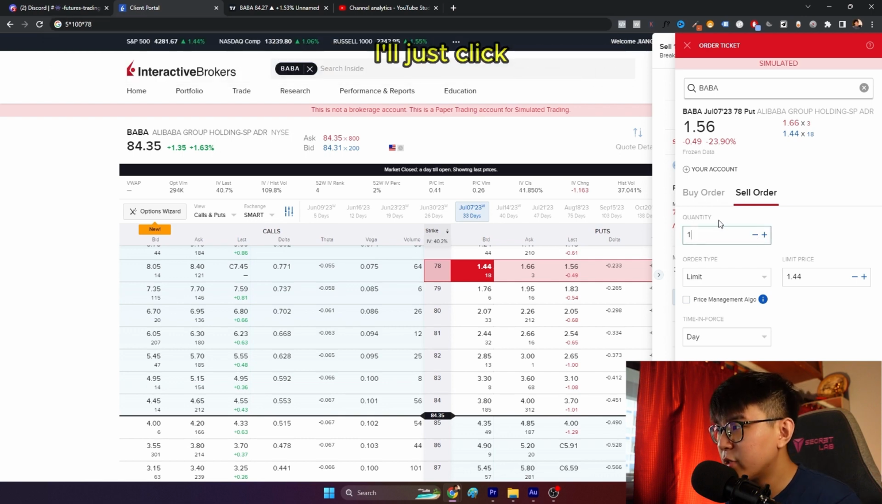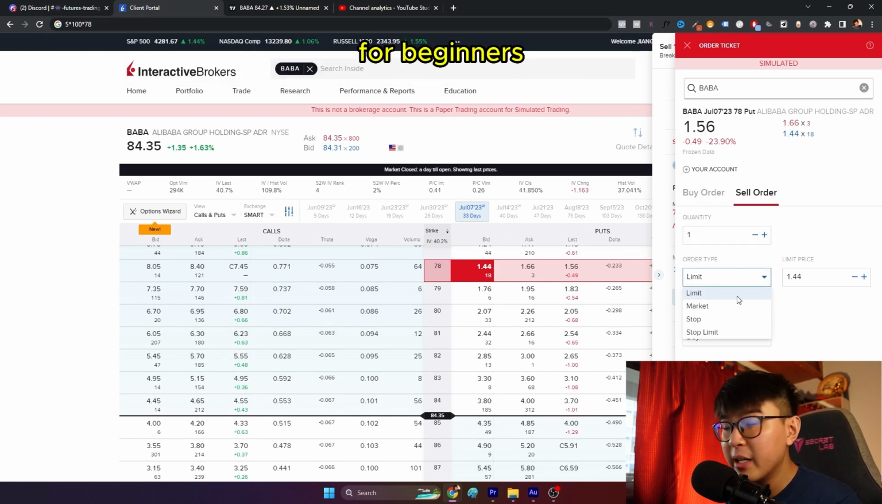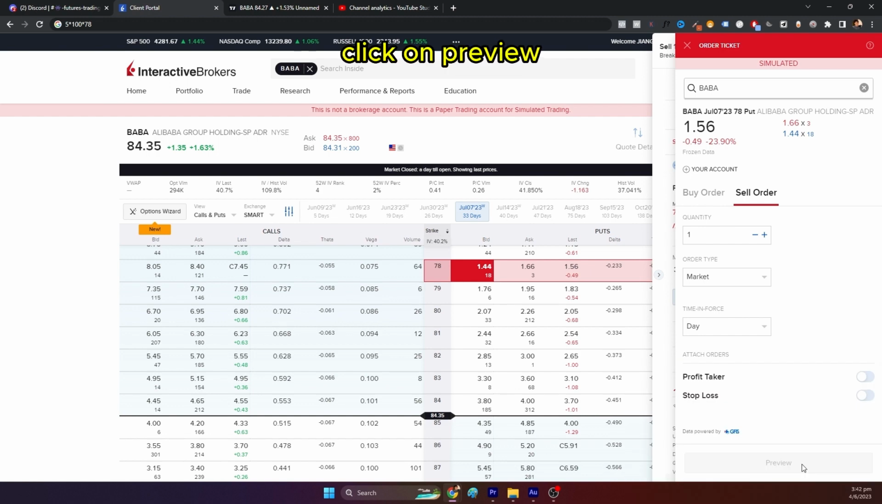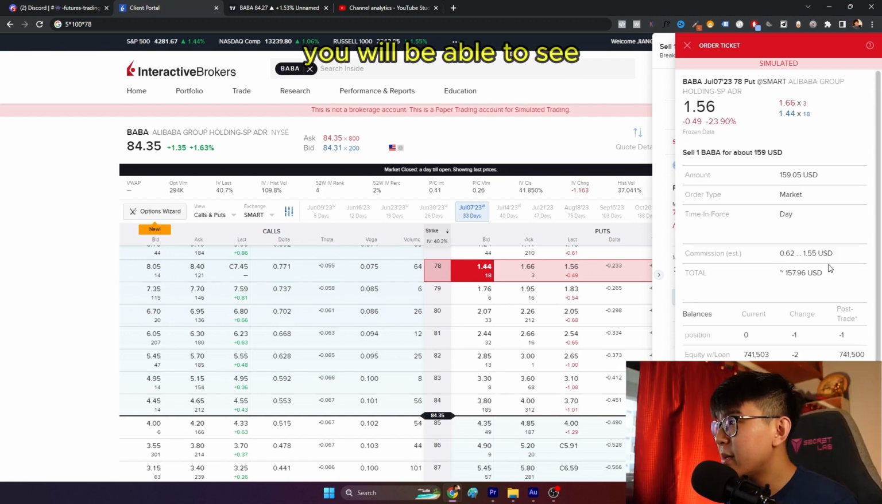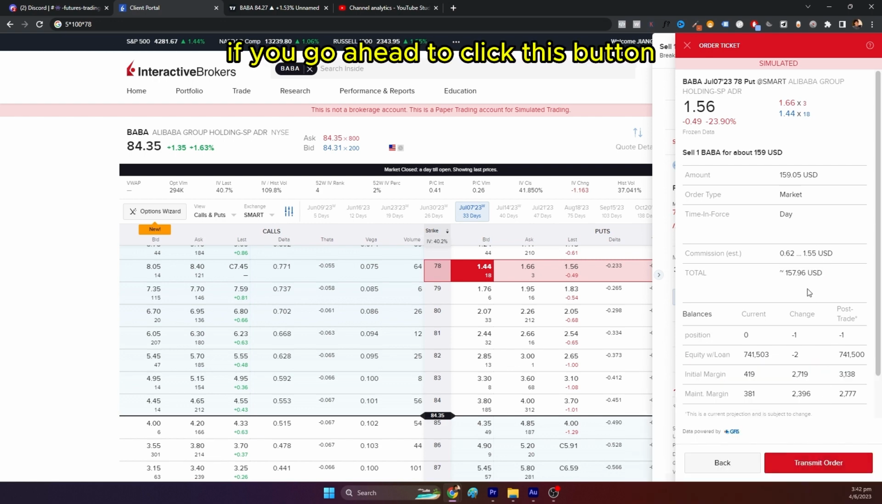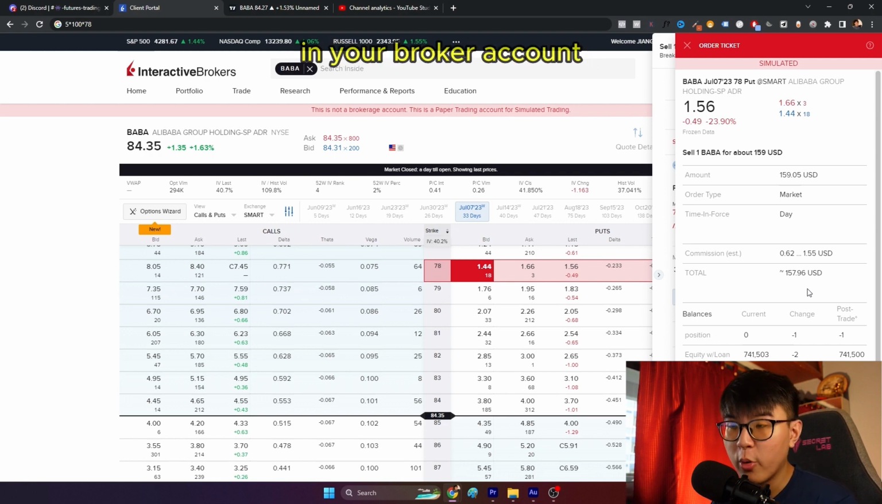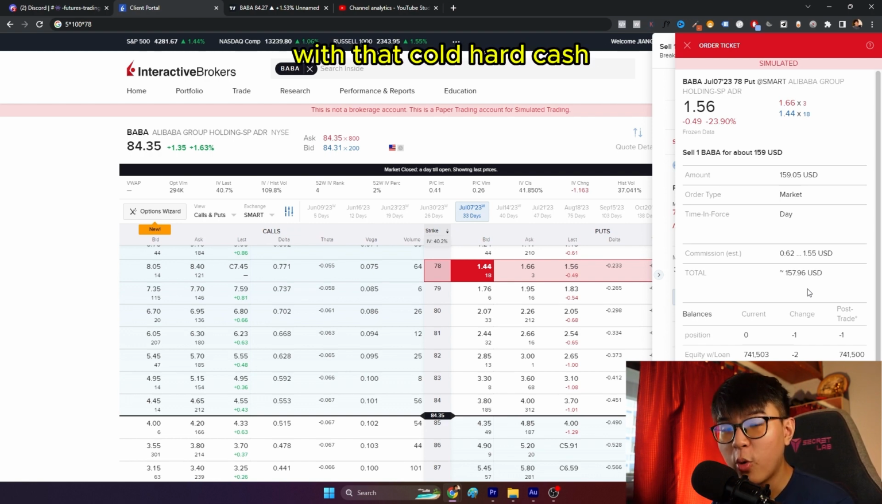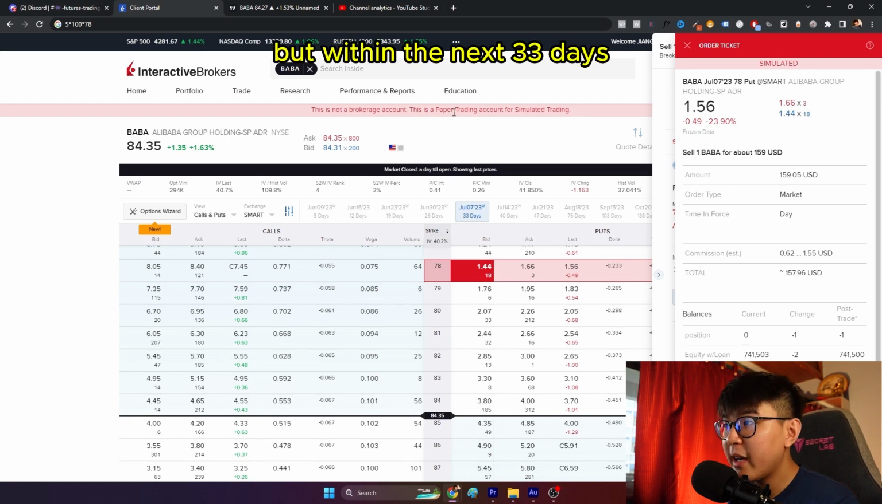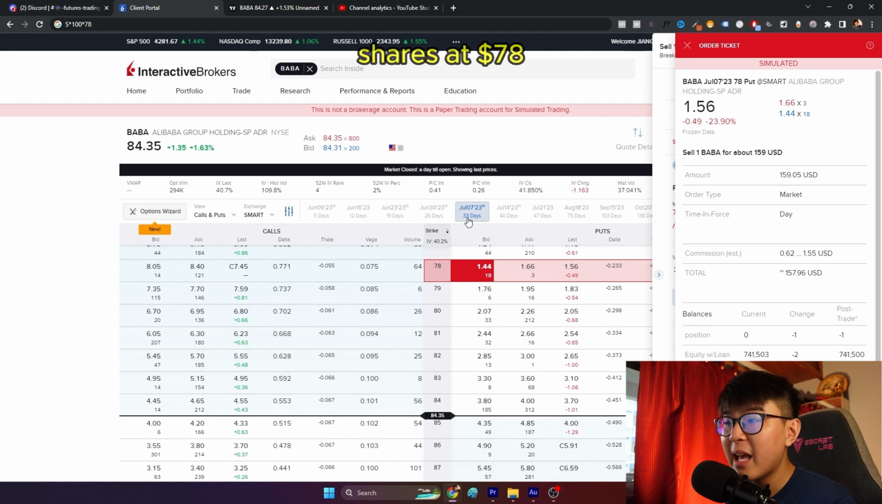Well, let's go back to the example. I'll just click quantity of 1. Order type for beginners, I really feel market is fine. Click on preview. Once you click preview, you will be able to see the amount of money that you collect. In this case, you're selling 1 contract of a put option on Alibaba and you'll collect 157 US dollars. If you were to go ahead to click this button, you'll then collect 157 USD, and that's cold hard cash in your broker account. Whatever you want to do with that cold hard cash is up to you, but within the next 33 days, you must be prepared to buy 100 Alibaba shares at $78.